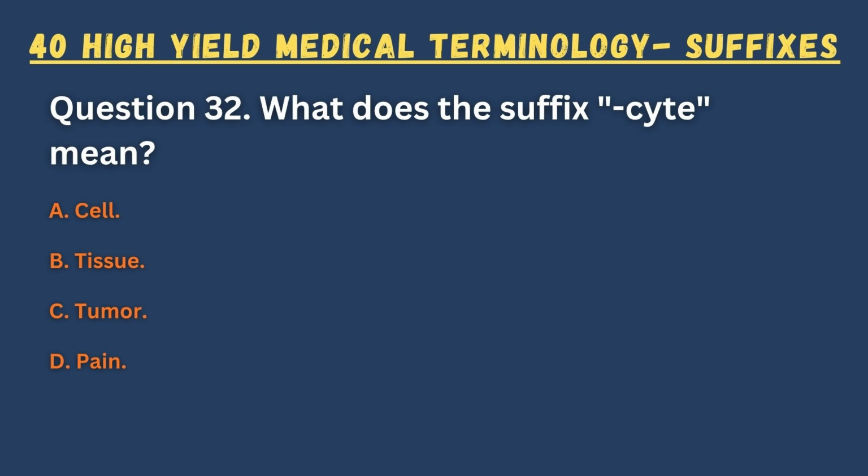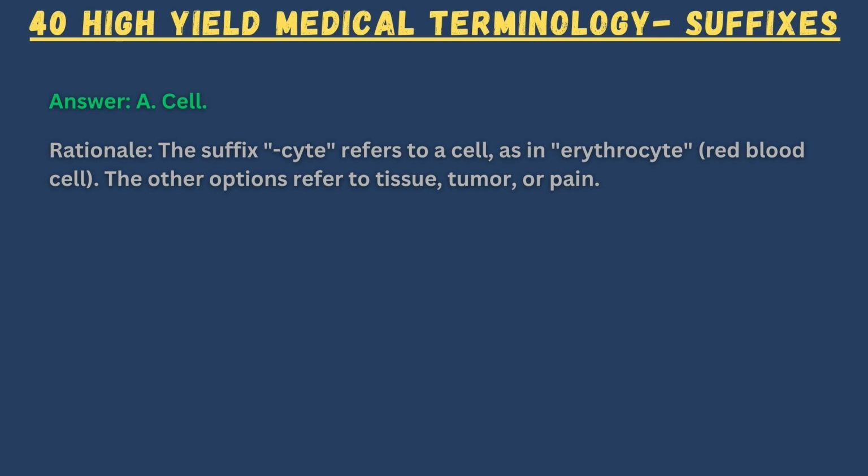Question 32. What does the suffix site mean? A. Cell. B. Tissue. C. Tumor. D. Pain. Answer: A. Cell. Rationale: the suffix site refers to a cell, as in erythrocyte, red blood cell. The other options refer to tissue, tumor, or pain.